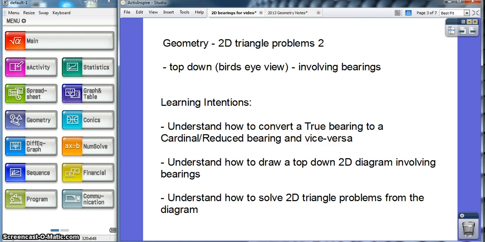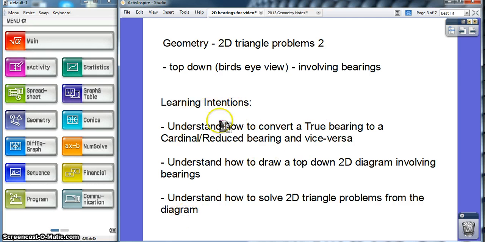Learning intentions are to understand how to convert a true bearing to a cardinal or reduced bearing and vice versa, to understand how to draw a top-down 2D diagram involving bearings, and to understand how to solve 2D triangle problems from the diagram that we just created.